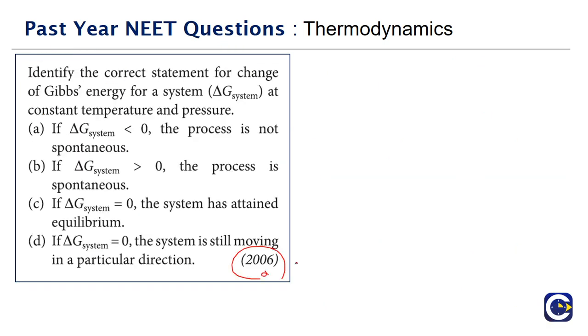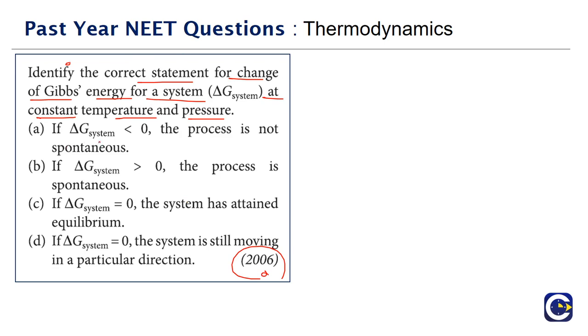Next, we have a question that has come in the year 2006. The question is, identify the correct statement for change of Gibbs energy for a system at constant temperature and pressure. So if you look at constant temperature and pressure, we can think of it like a chemical reaction, because most of the chemical reactions happen at constant temperature and pressure. Okay, now we have to comment on this.